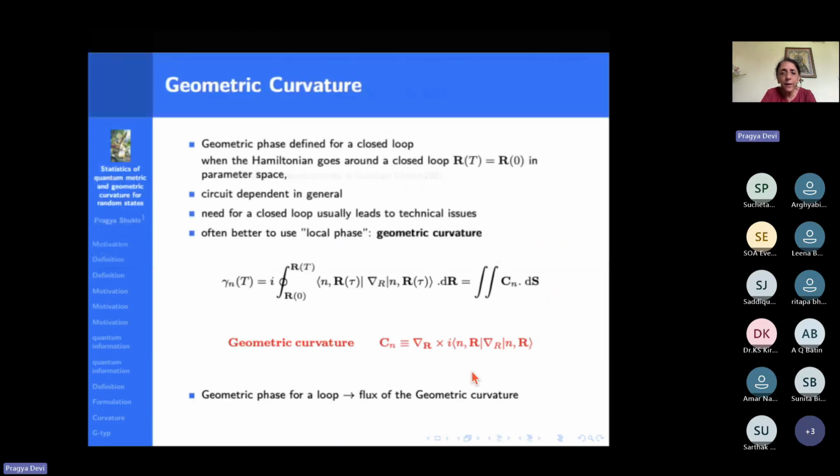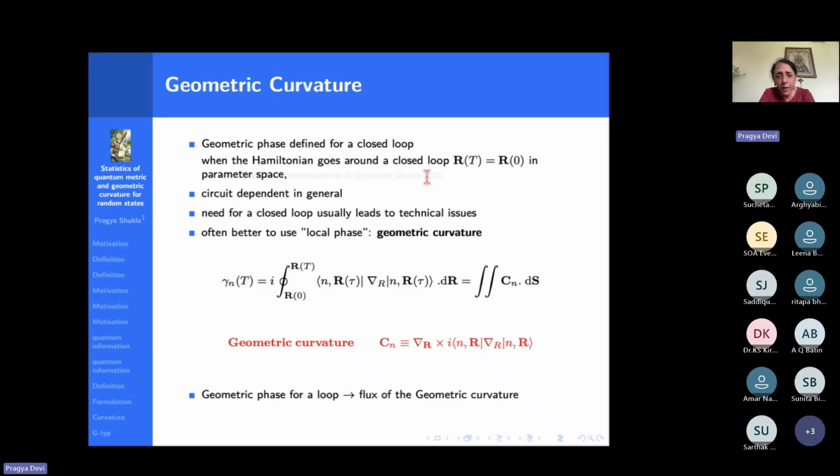But you can also define another property which is called geometric curvature, which is related to geometric phase and is a lot easier to handle and a lot more important, because geometric phase is defined for a closed loop when the Hamiltonian goes around a closed loop in the parameter space. And geometric phase is usually circuit dependent because it depends on how you are traversing the parameter space.